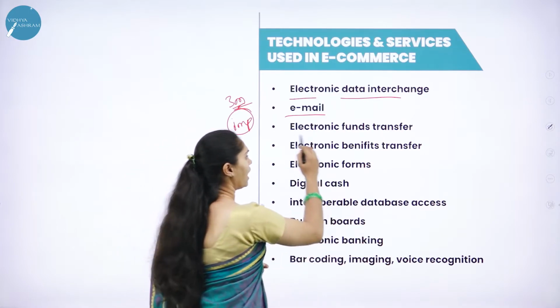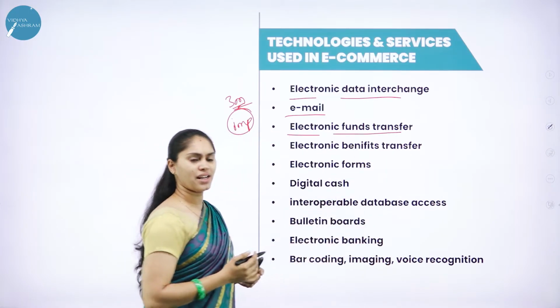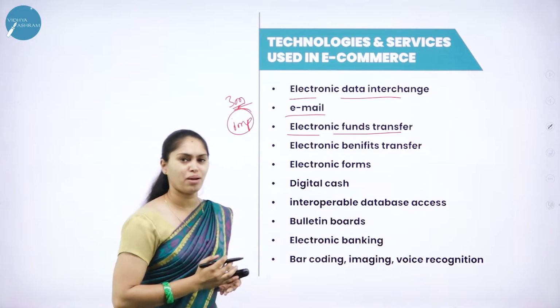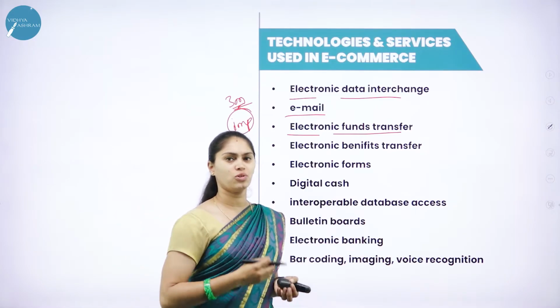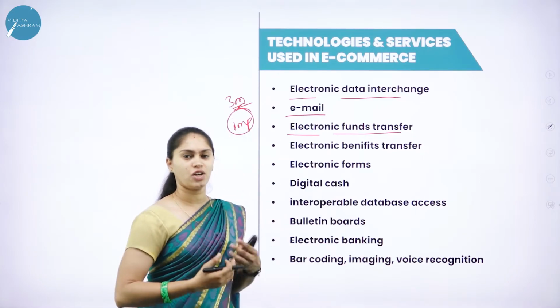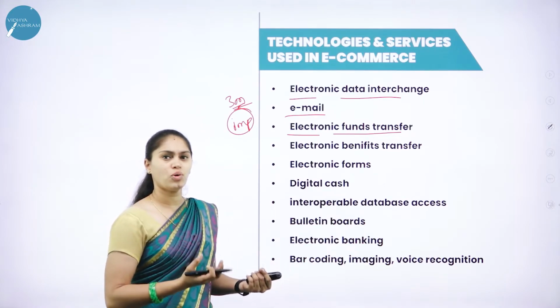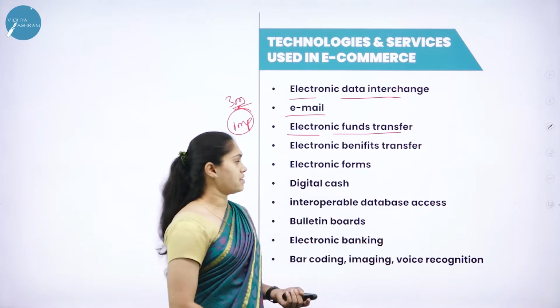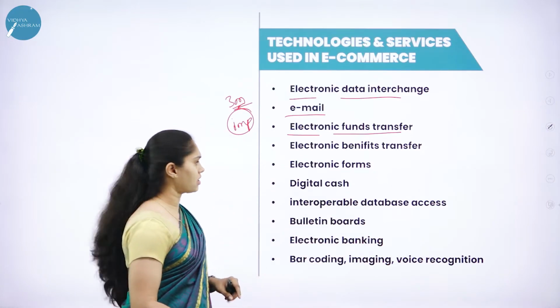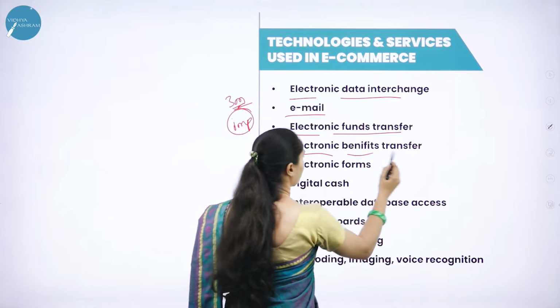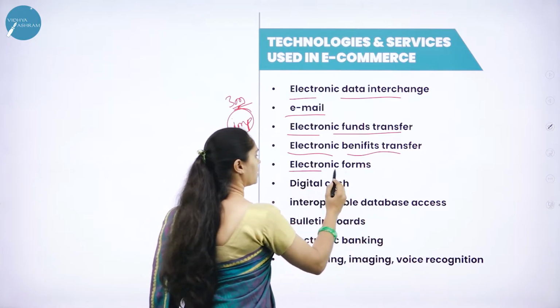And also we have electronic fund transfer. So you can take the example of Google Pay, PhonePe, Paytm. Are you going to the bank, or checking your amount, or doing some transaction with the help of banks? No. We are doing it over the internet. That is considered as what? Electronic fund transfer. And also we have electronic benefits transfer, then electronic forms.